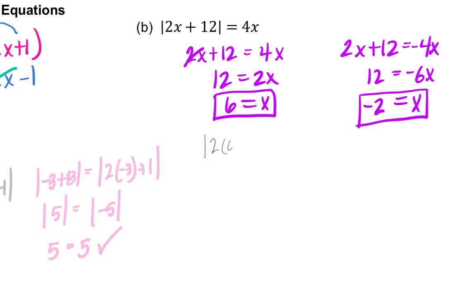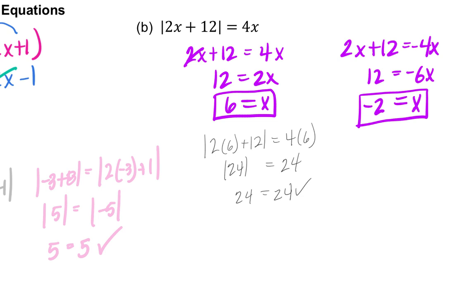So 2 times 6 plus 12 equals 4 times 6. 12 plus 12 is 24. 6 times 4 is 24. The absolute value of 24 is 24. So 6 checks out. 6 is good.